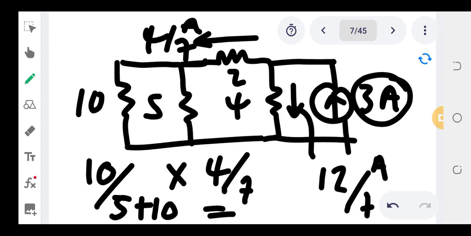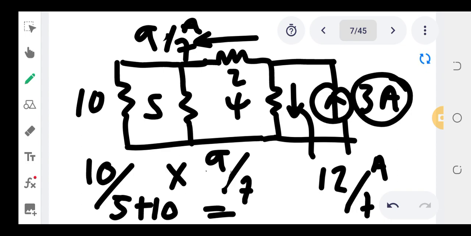12 over 7. So no, we have made a mistake. We're supposed to get a 9 over 7. So 9 over 7 there. So meaning even this I'll change a bit. So it has to be 9 over 7.